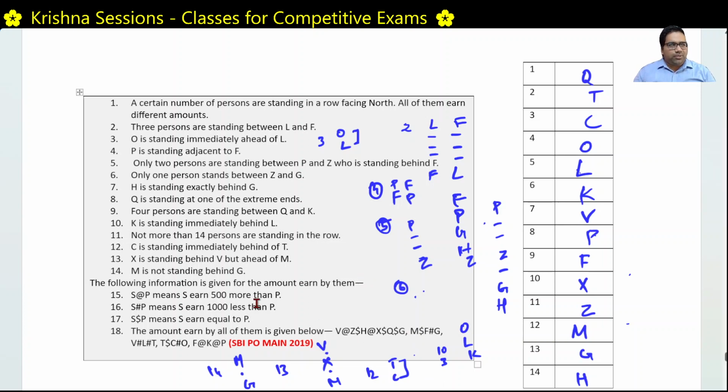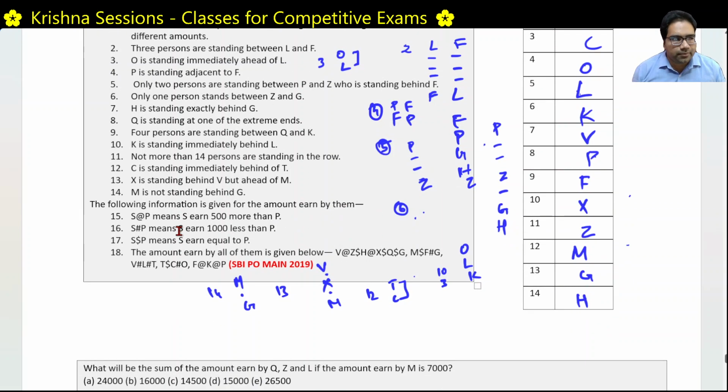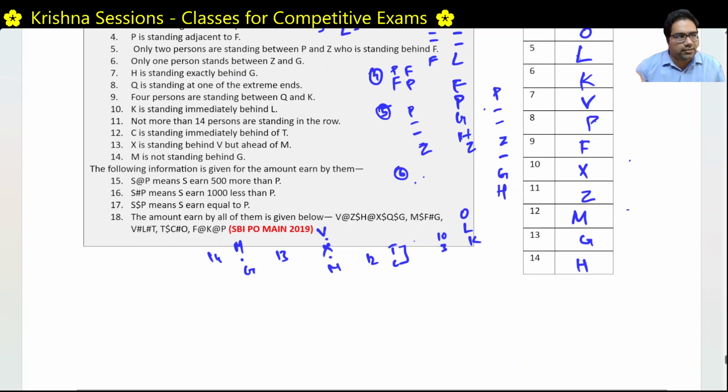There is a second part of the problem, in which they are given some amounts that all these 14 people are earning. We have to solve for these amounts and then be able to address these questions. For all these people, they have given these conditions regarding how much they are earning. Let's read this.